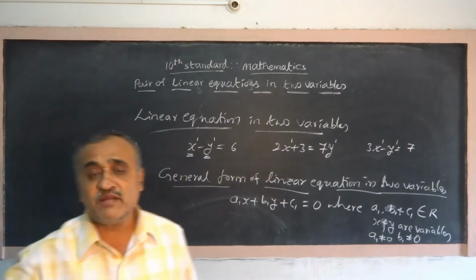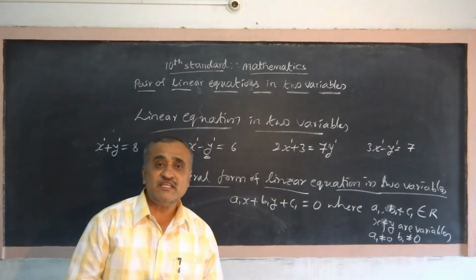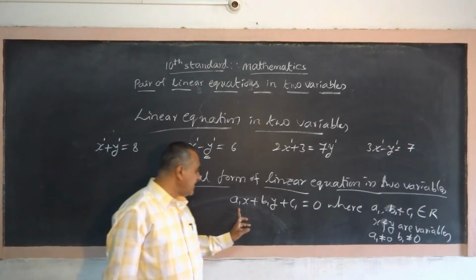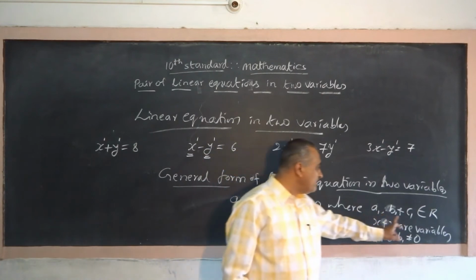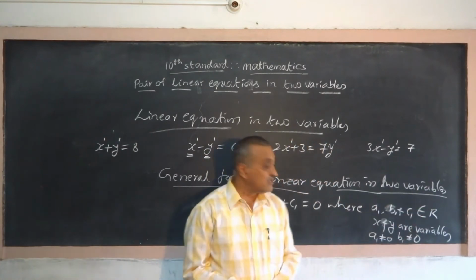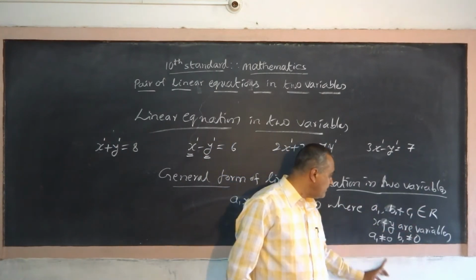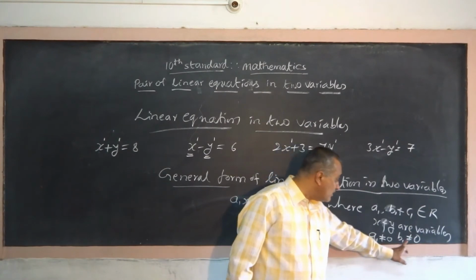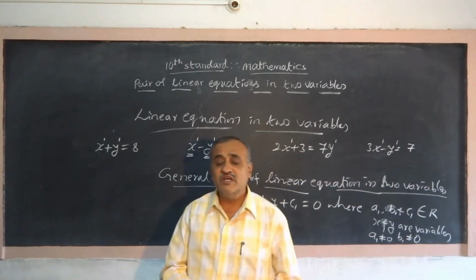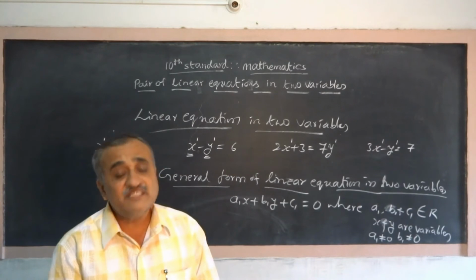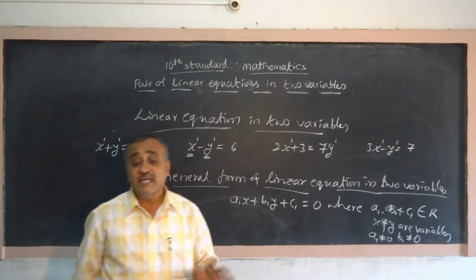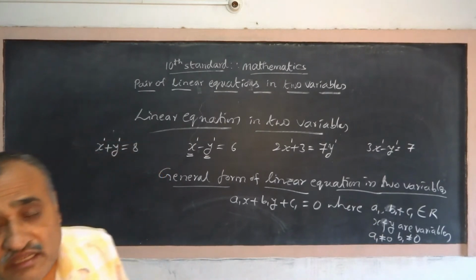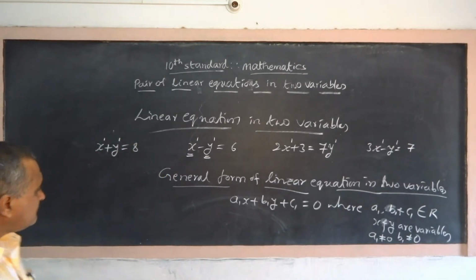What is the general form of linear equation in two variables? a1x plus b1y plus c1 equals 0, where a1, b1 and c1 are real constants, x and y are variables, a1 is not equal to 0, b1 is not equal to 0. What do you call this? General form of linear equation in two variables.